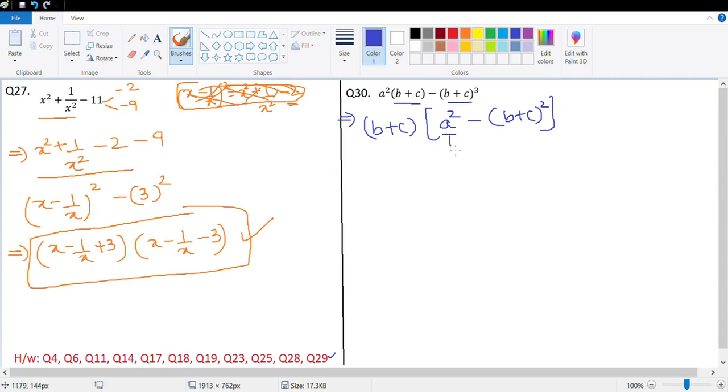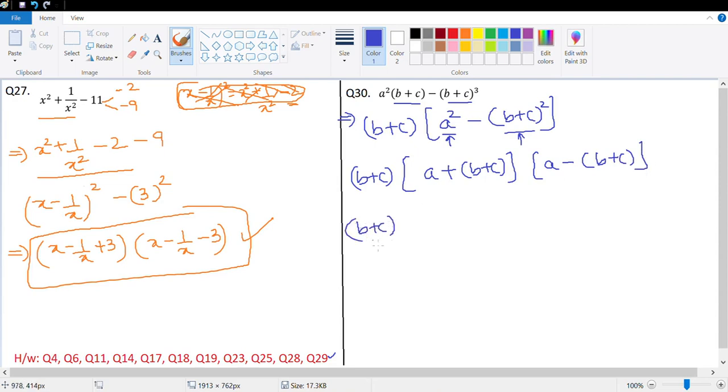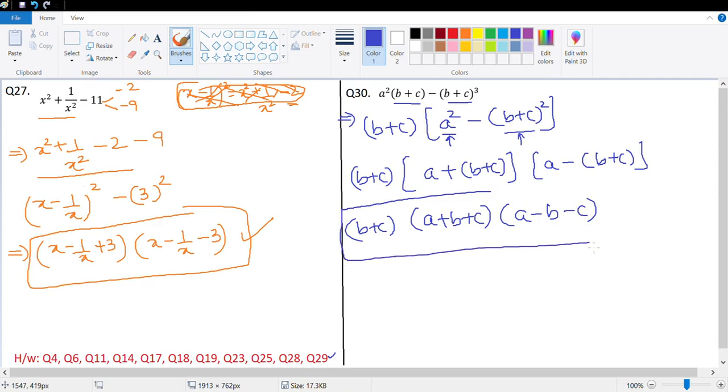Now this is of the form x square minus y square. So let's write this. B plus c is common. So x in this case, a plus b plus c, multiplied with a minus b plus c. Let's open this small bracket inside. So this is a plus b plus c, and this is a minus b minus c. That's the final answer. I can't factorize it any further.